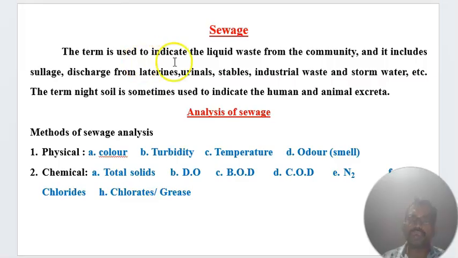The term is used to indicate the waste from communities, and it includes the various discharges from the latrine, urine, and other industrial waste. This comes under what is simply called sewage. This sewage is also analyzed by physical and chemical methods: color, turbidity, temperature, odor, total solids, DO, BOD, COD, and pH, chlorides and chlorine. These are the sewage analyses.